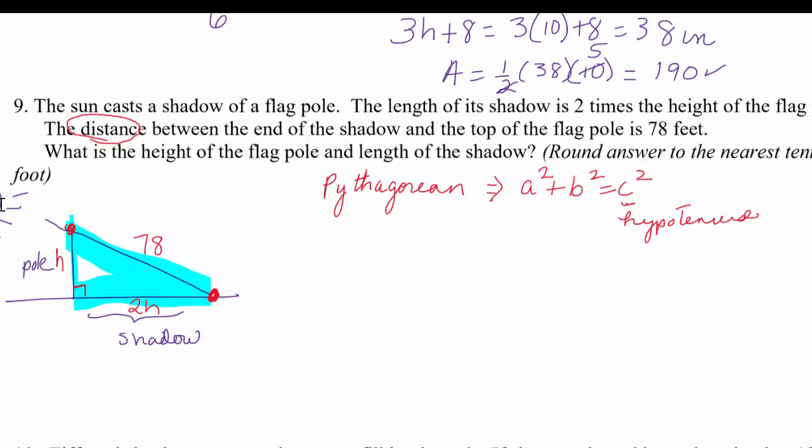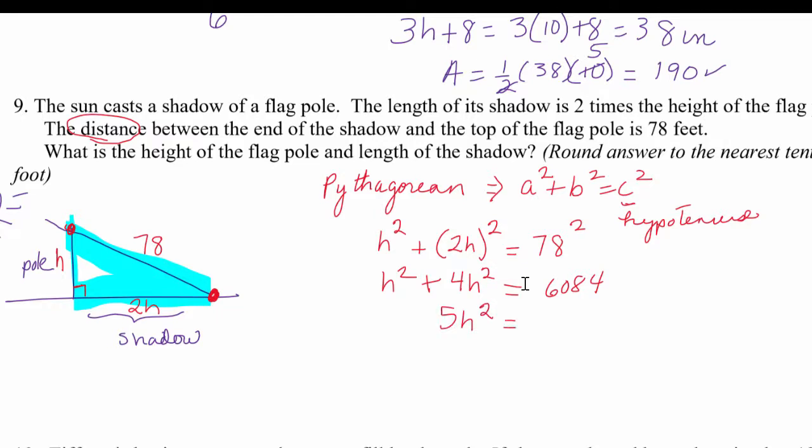So we're going to go ahead and substitute. So h squared plus, now this 2h needs to come in a parenthesis because we have to square that. That's going to equal 78 squared. So let's go ahead and square here. So we have h squared plus, now squaring 2h is 4h squared. And then 78 squared, 6,084. I used the calculator. And so then here you have like terms on the left. So this is 5h squared. 5h squared equals 6,084.